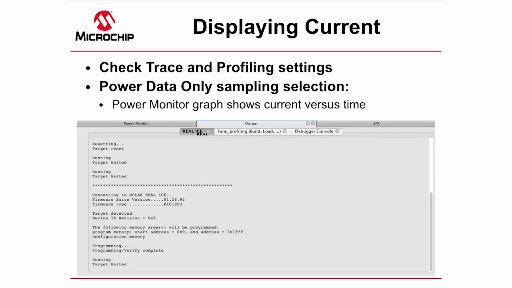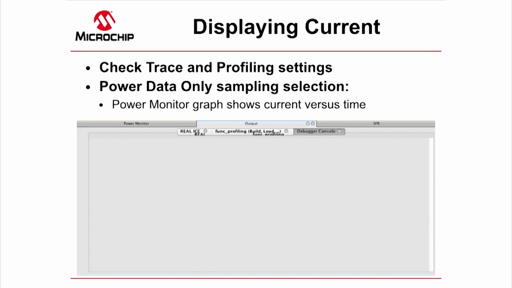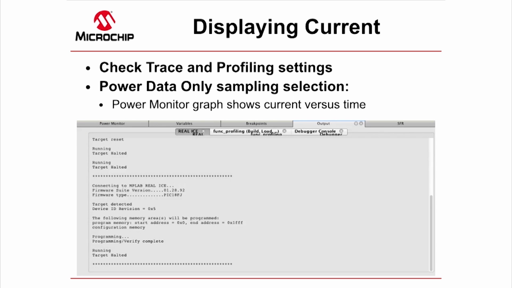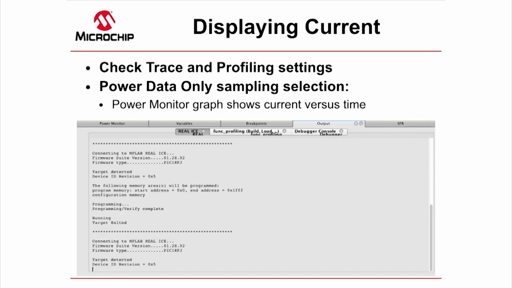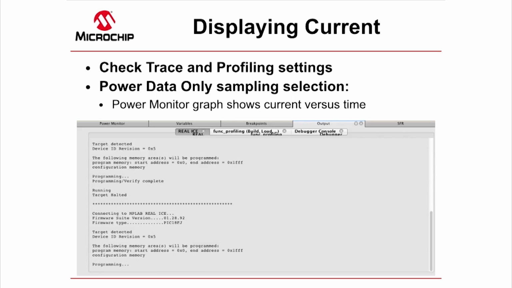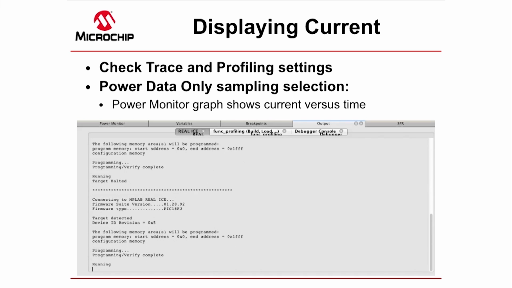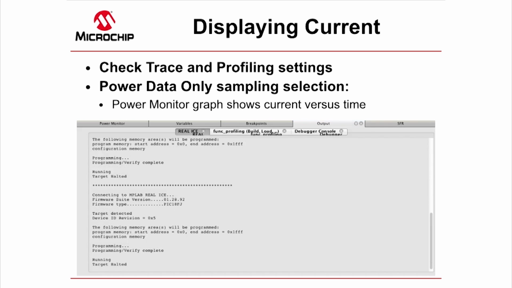Let's build and debug some code using the Real-ICE debugger. The code will illuminate one of the LEDs connected to a port. After each timer interrupt, the adjacent LED will also be illuminated. Once all 8 LEDs are turned on, the following interrupt will turn them all off, and the cycle repeats. A breakpoint has been set in this code to stop after 5 iterations of this cycle.